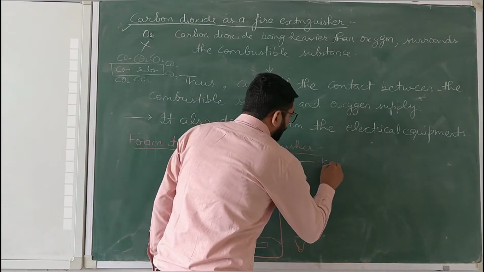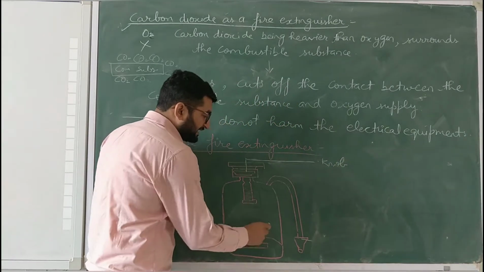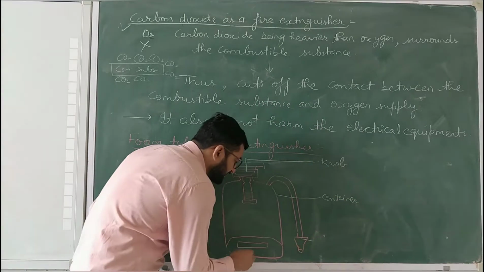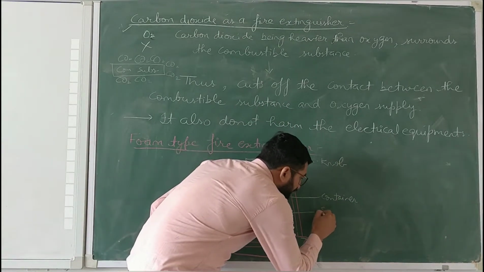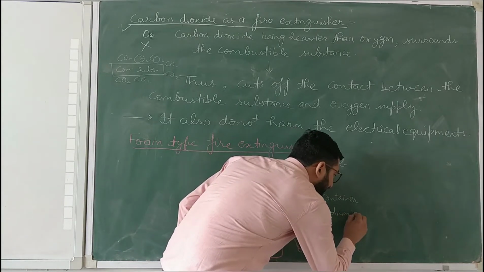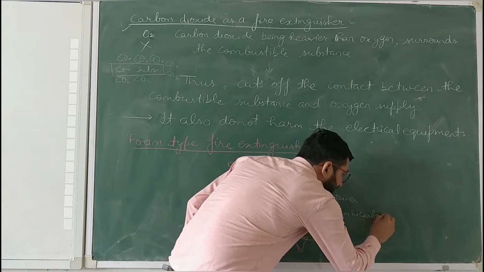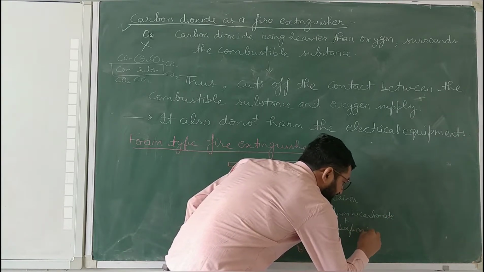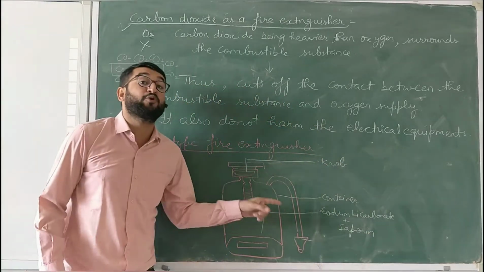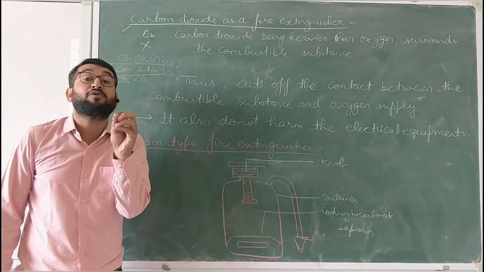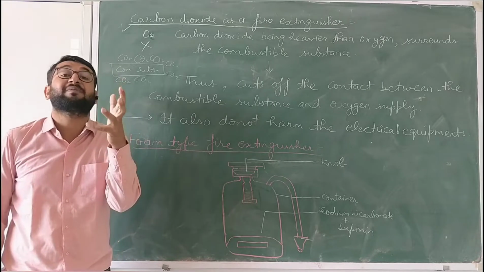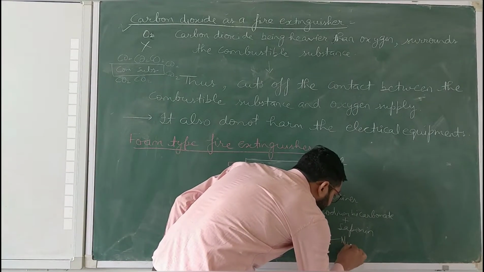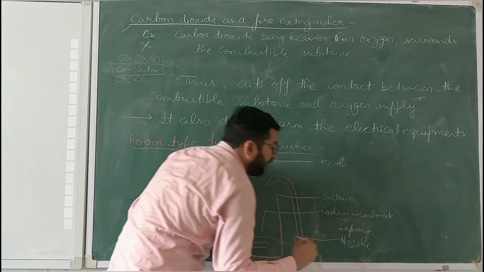This fire extinguisher has a large container. In this container, a solution of sodium bicarbonate or carbonate is there, along with saponin. What is the function of saponin in that? Saponin forms the foam. Jhaag banayega saponin along with the CO2. There is a nozzle through which this foam comes out of it.